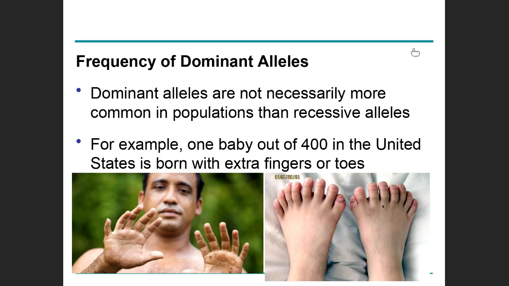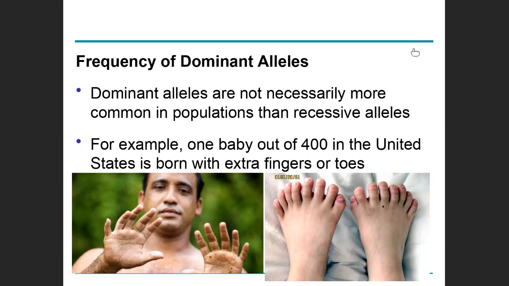So dominant alleles are not necessarily more common in populations than recessive alleles, although in general they are. The dominant trait is the one you see the most. But extra fingers and toes is actually a dominant characteristic. It's just that very few people have it. Most people are recessive, for 5 fingers and toes on each hand and foot.